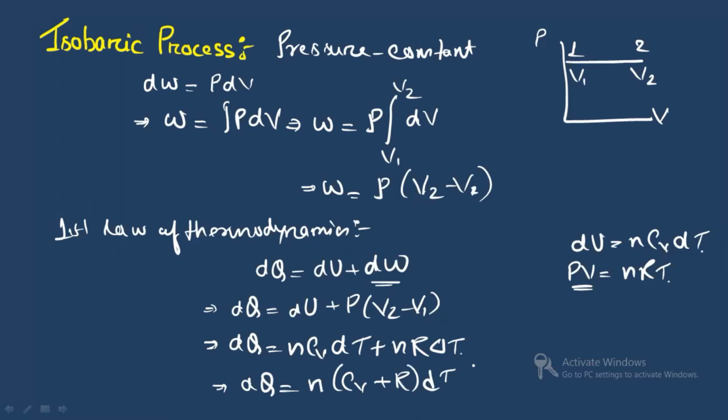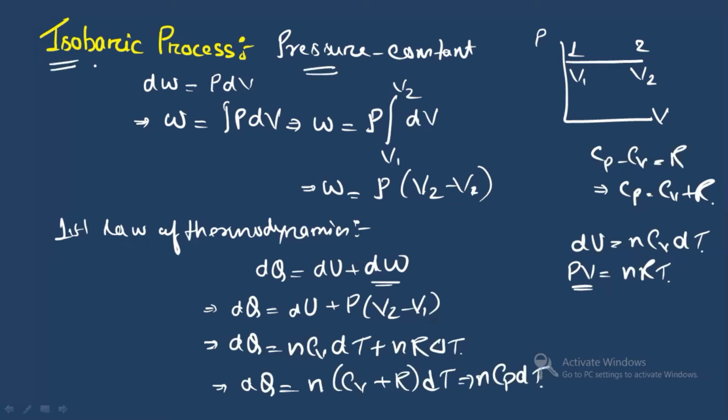dT. Now you see from Mayer's equation you already have that Cp minus Cv is equal to R. So from here, Cp is equal to Cv plus R. Yes or no? So if you see here, dQ will be equal to what? nCp dT. All right. So this is when the pressure is constant. For the isobaric process, the first law of thermodynamics can be written as dQ is equal to nCp dT, and the work done W is P times (V2 minus V1). All right. So this is the isobaric process.